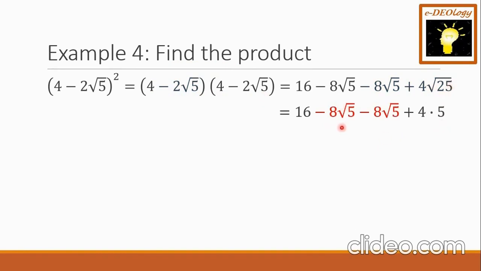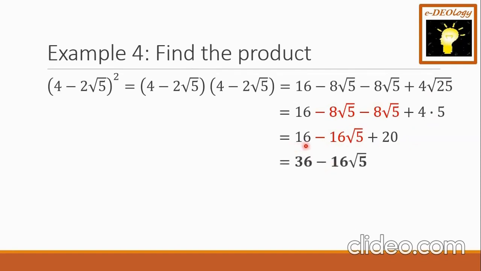In the second term and the third term, we can see that they are the same radical. It means we have radicals of the same index and the same radicand. In that case, we can combine these two radicals in the middle. So in the third line, we have this 16 here, and then combining these two terms, we have this negative 16 square root of 5, and then plus the product of 4 and 5 is 20.